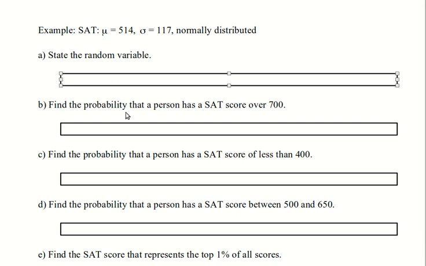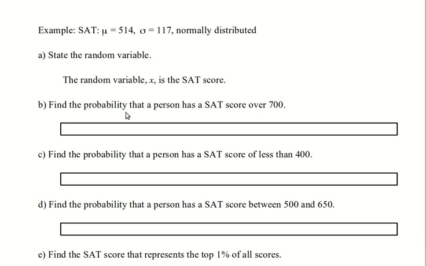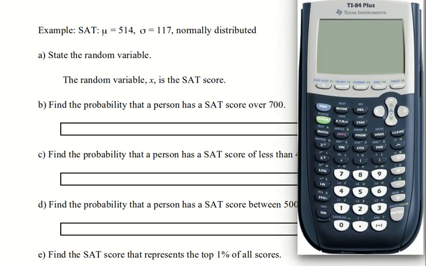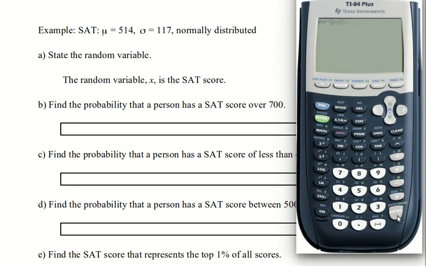Here, x is the SAT score. We're asked to find the probability that a person has an SAT score over 700. So let's go into programs, launch Bell, and say, I want to know the probability that that person's score is over 700. We're told, and we know, that it's normal. We've got our mean and our standard deviation for the population. The population mean is 514. The population standard deviation is 117.